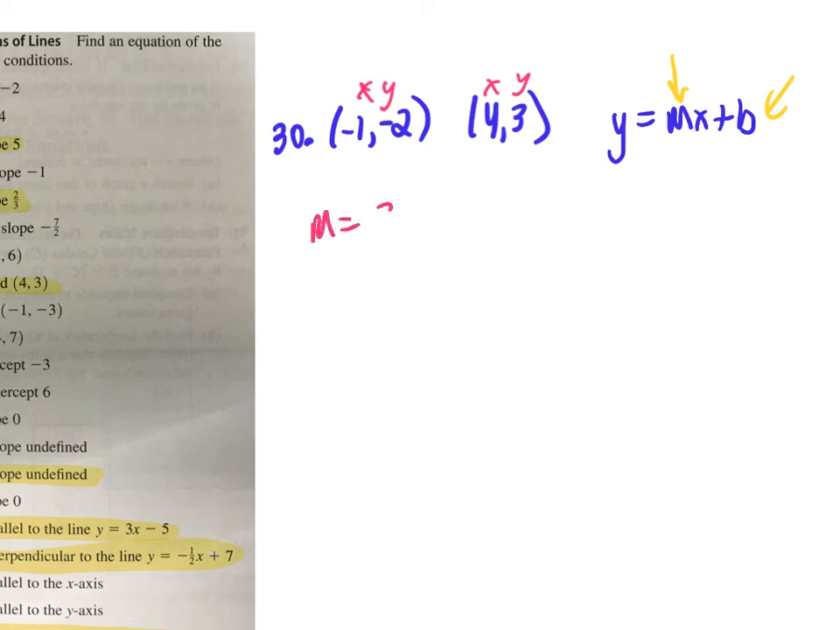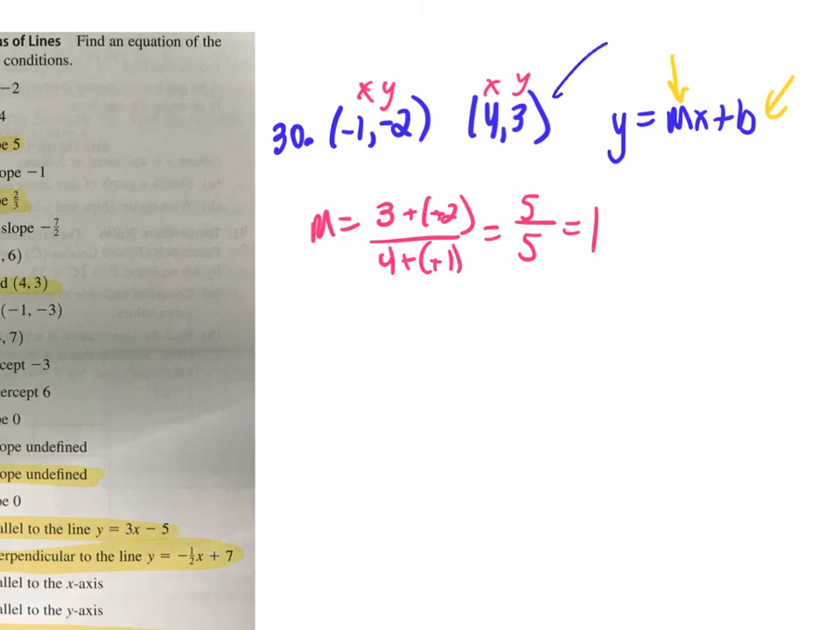All right, slope is y2 minus y1 over x2 minus x1. So I have 3 plus 2 is 5. 4 plus 1 is 5. So my slope is 1. Now, you can use either point you want. You can use the smaller numbers. You can use the positive numbers. It doesn't matter. I always try and use the stuff that has the most positives in it.